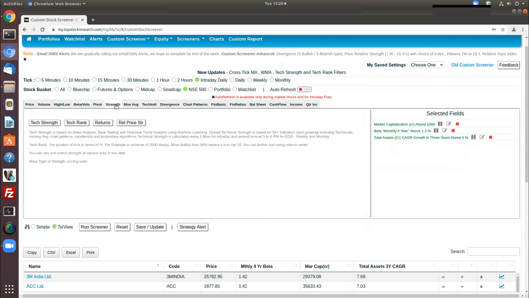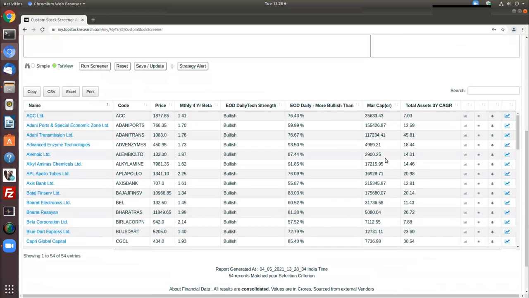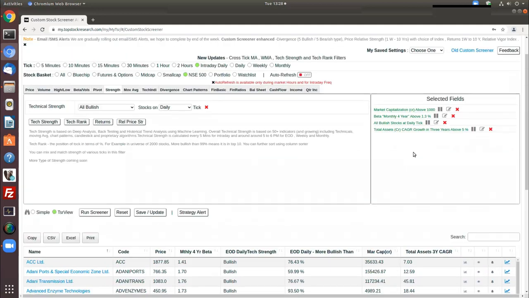I'm also looking for bullish stocks. Technical strength is all bullish. I'm running it. So what I'm getting is bullish stocks on technical charts. Also, I'm getting the asset growth. So this is how you can combine technicals and fundamental in one screen to give you the best of both worlds. Won't go beyond this because this section is more of an overview of MyTSR, and we wanted to cover only the high-level aspects of the custom screener.